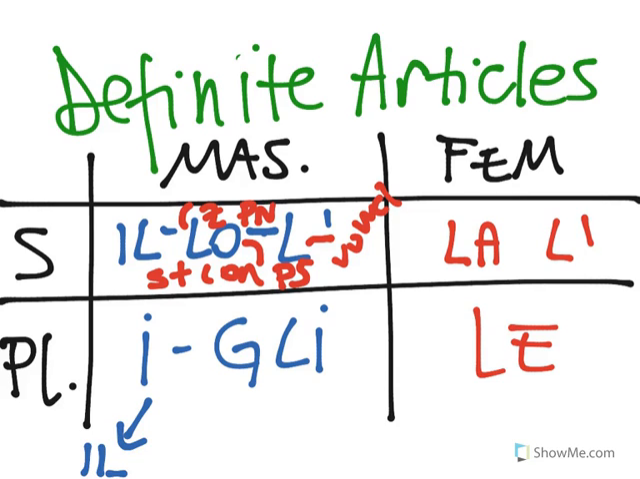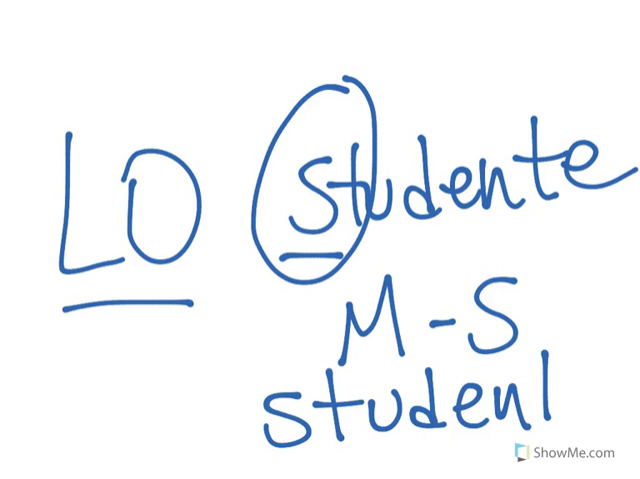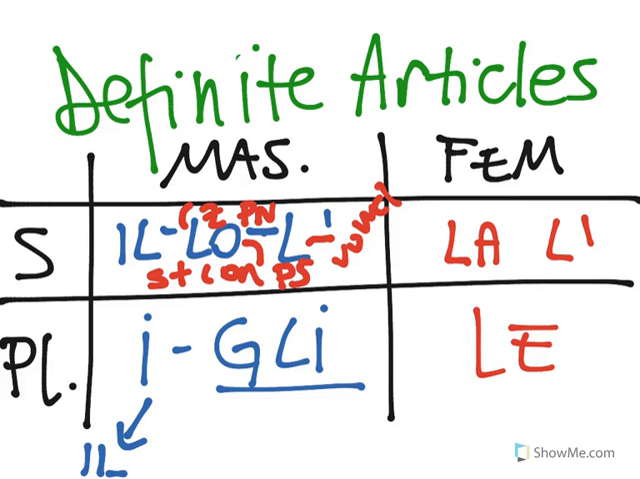For the plural form of lo and l', I will use gli. So here we had lo studente. The plural of studente, that means students, is studenti. So I will also have to make the plural of this article, saying gli studenti.